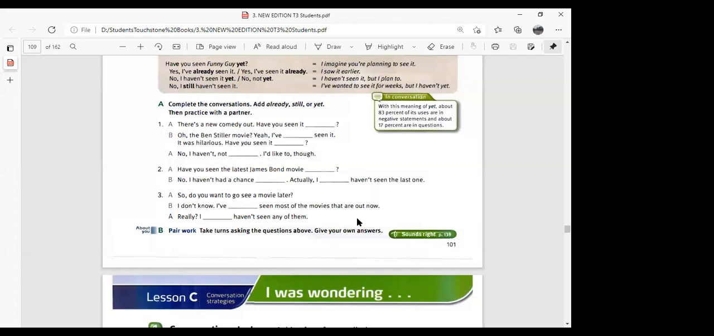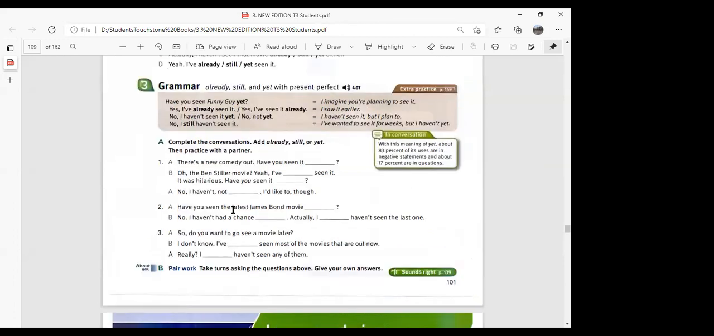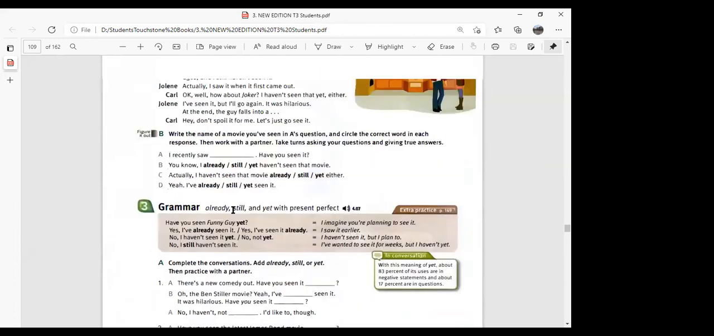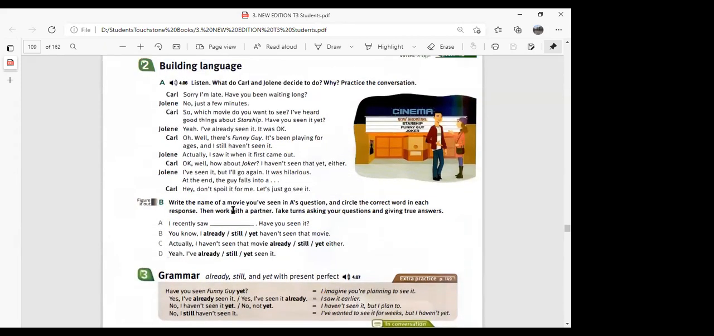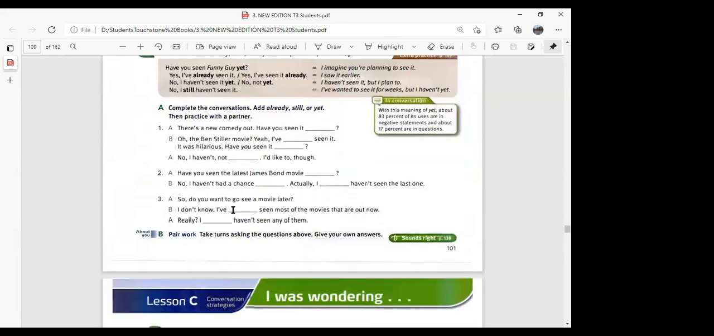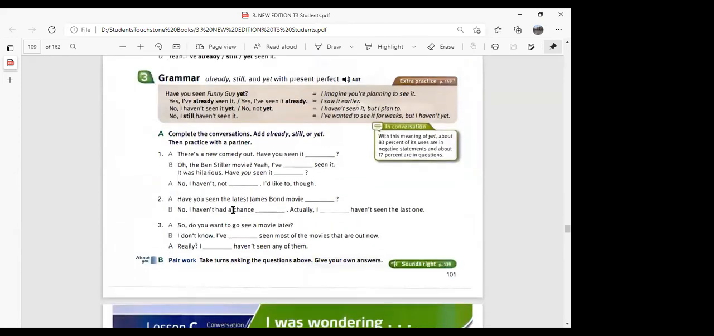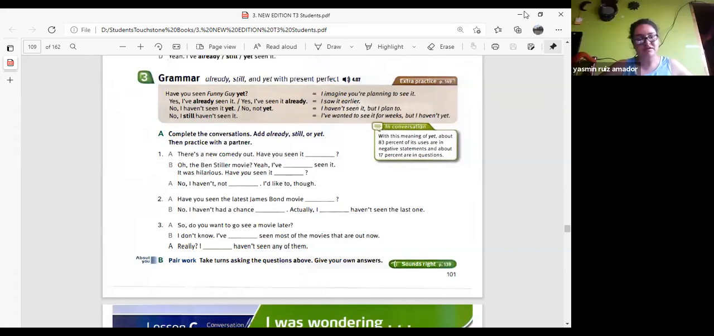Questions about this? Remember, we are working with these words. These are adverbs of time. And we are using the present perfect in this case. Do you have any questions? If you need more exercises, I can send you some on WhatsApp. No questions? No, teacher. Thank you.